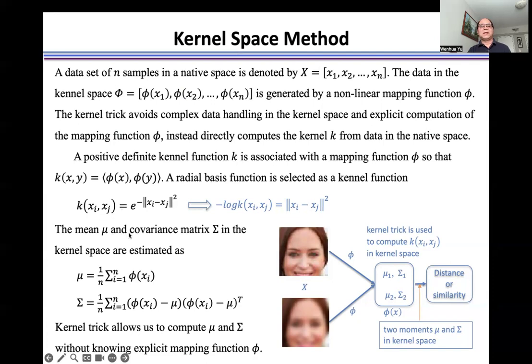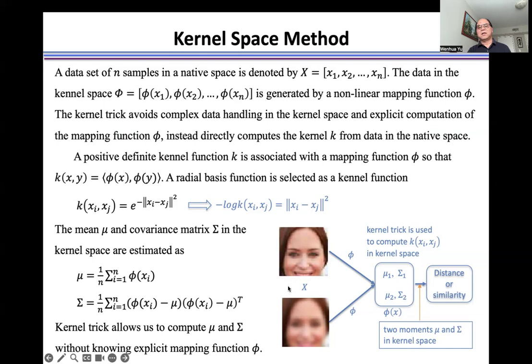The mean mu and covariance matrix sigma in the kernel space are estimated by using the mapping function phi. Kernel trick allows us to compute mu and sigma without knowing explicit mapping function phi.